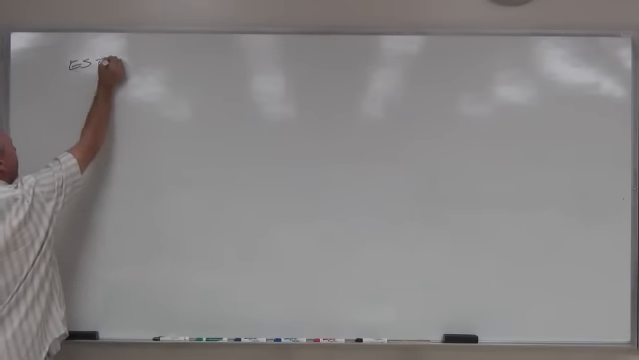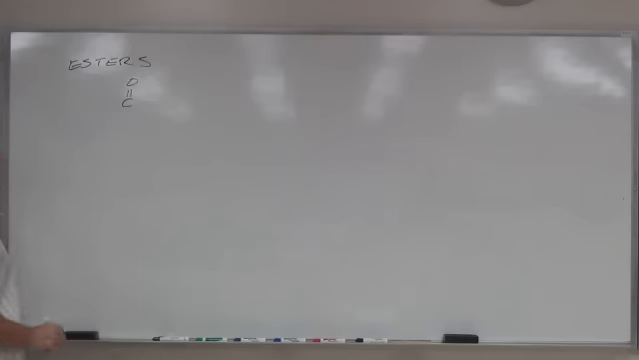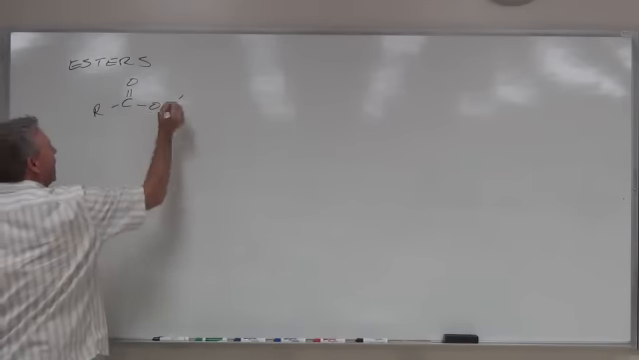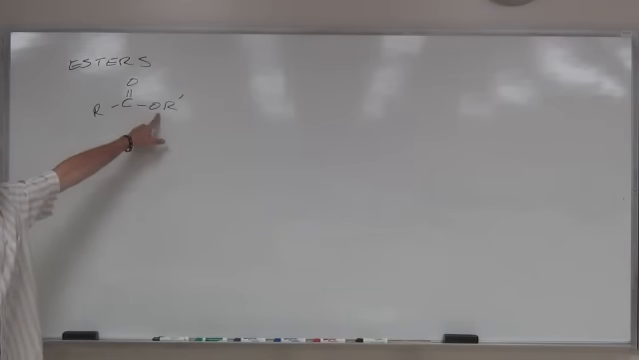Esters. So another functional group are esters. Esters, the functional group for an ester is our carbonyl group again, C double bond O. And I'm going to put a prime on one of those R's, indicating that those alkyl groups don't have to be the same. They can be different. Okay? So we have a carbonyl carbon that's bound to an OR, not an OH.